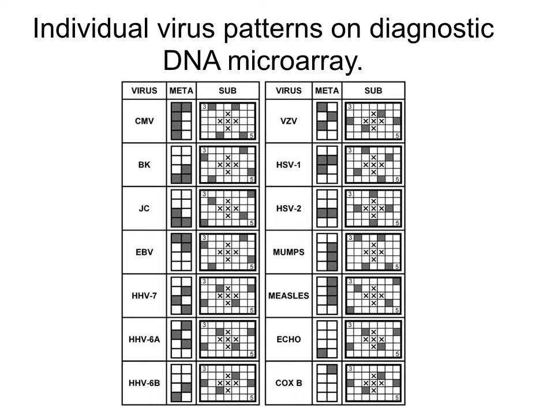This shows individual virus patterns on a diagnostic DNA microarray. Each probe is printed on a subgrid in quadruplicate and forms a distinctive pattern as shown by shaded squares. In turn, subgrids are arranged in larger units, metagrids, which also create a unique virus-specific pattern on a slide. The crosses in the middle of each subgrid indicate blank spaces.